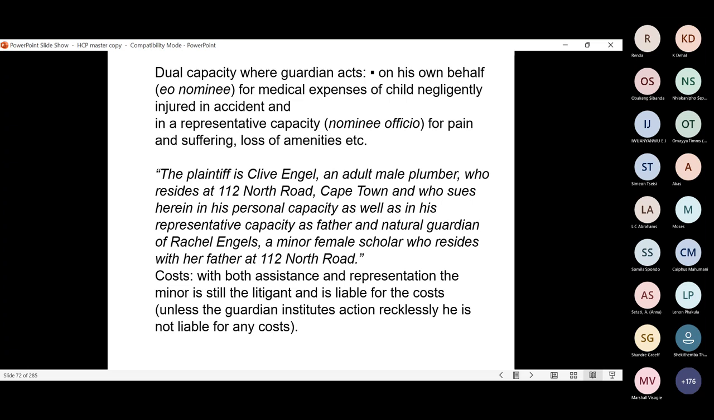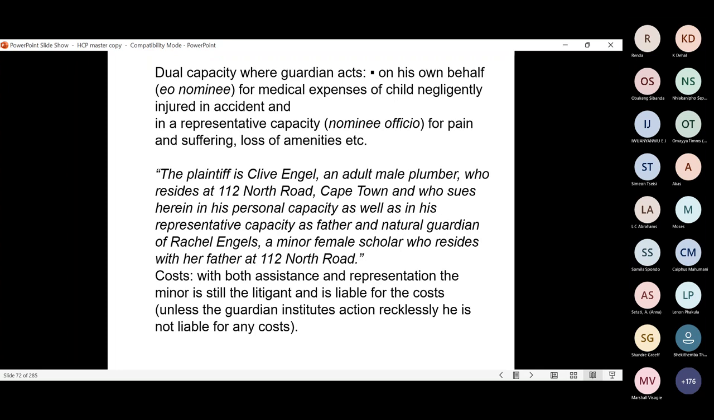And in that case, you would state it like this. The plaintiff is Clive Ingalls, an adult male plumber who resides at 112 North Road, Cape Town, and is sued herein in his personal capacity as well as in his representative capacity as father and natural guardian of Rachel Ingalls, a minor female scholar who resides with the father at 112 North Road, Cape Town.